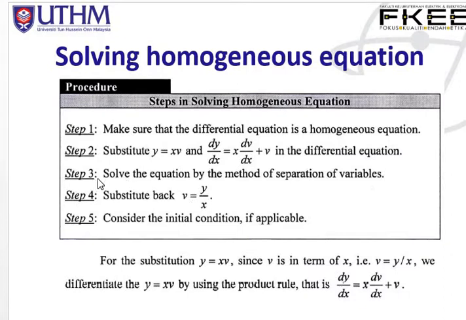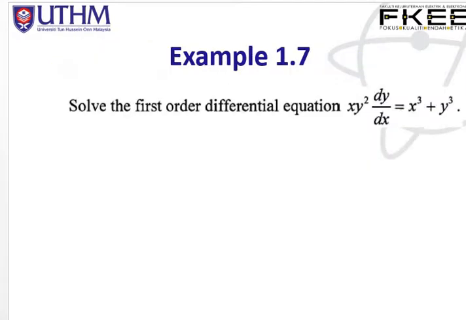And then the next step is to solve the equation by the method of separation of variables. And then step 4, substitute back v equal to y over x. And then if there is any initial condition, we can substitute and get the value. Now let's look at the example.